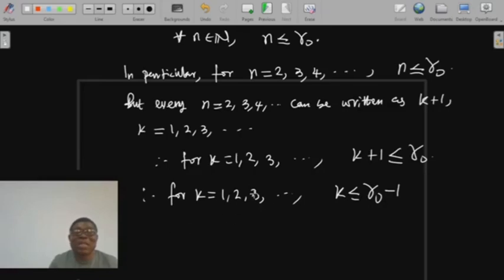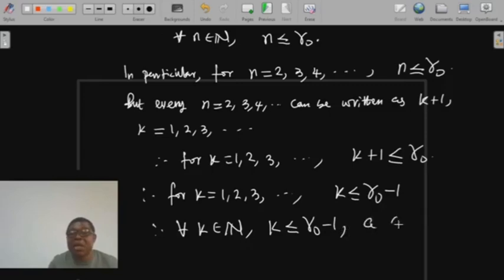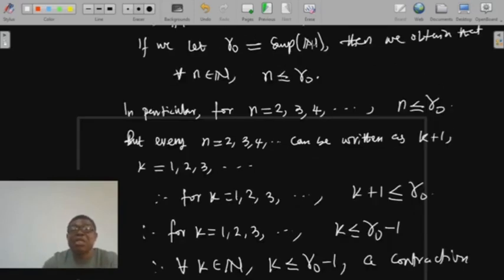What does this translate to? k equals 1, 2, 3, and so on. Having given us that k is less than or equal to gamma naught plus 1, it means therefore that for any k in the set of natural numbers, k must be less than or equal to gamma naught minus 1. This is a contradiction. And what is it contradicting? It is contradicting the fact that gamma naught is the supremum of the set of natural numbers.